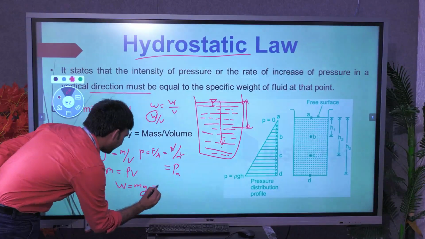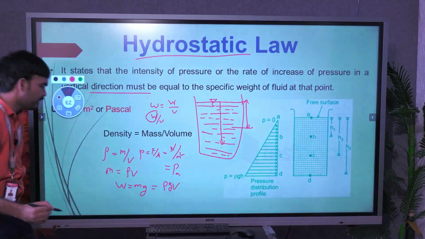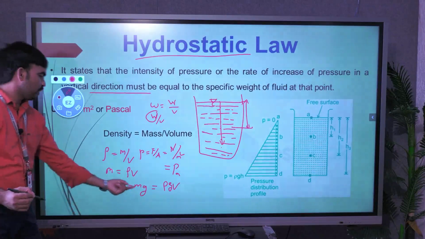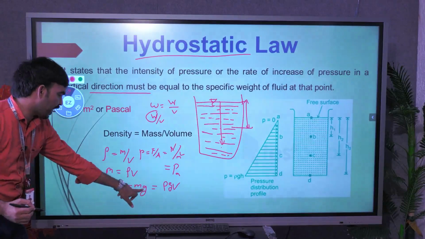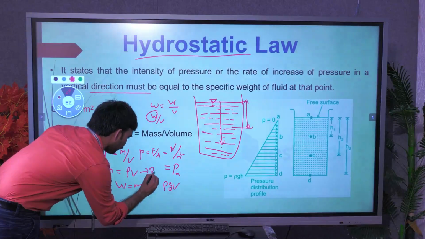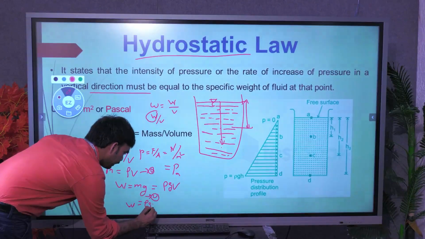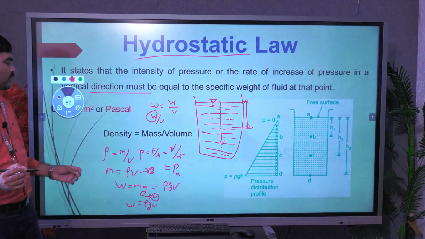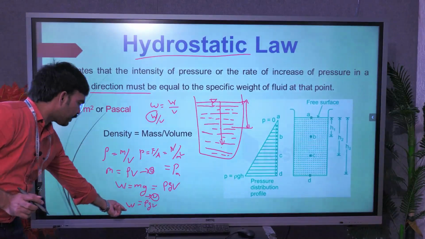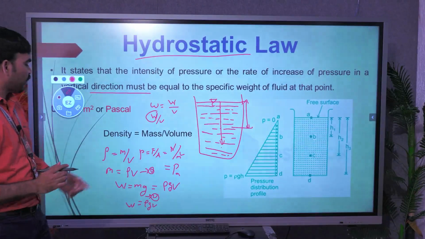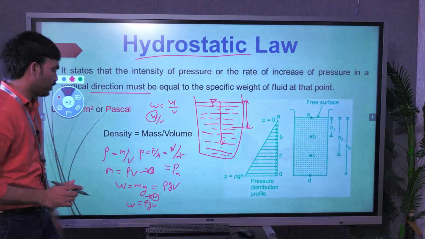That means weight equals rho g v, right? Because m is rho v, if you substitute equation 1 in equation 2, you will get this. So weight is equal to rho g v. What is the specific weight here? This is the expression for weight, rho g v. Specific weight is weight by volume, that is rho g v by v. We cancel v, it will be rho g, right?